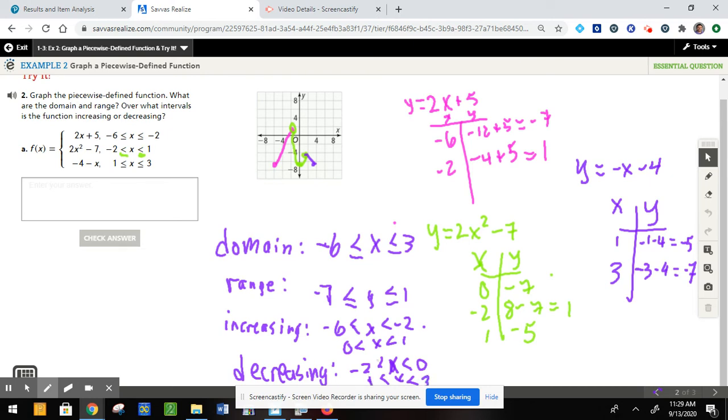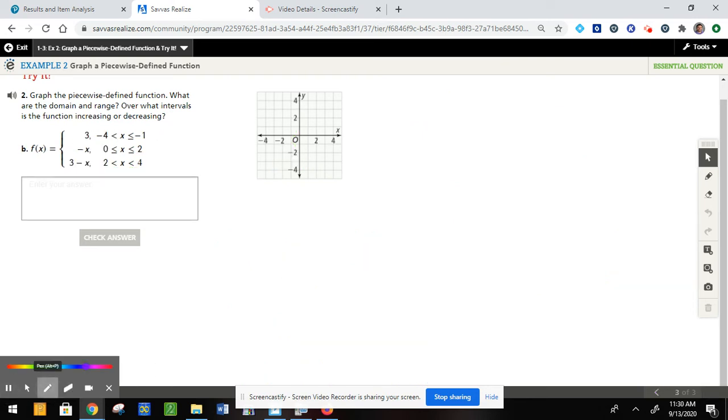Okay, so let's try the next you-try question. So it's really the same thing. So again, I would pause it, try it, and then hit play when you want to check my solution.